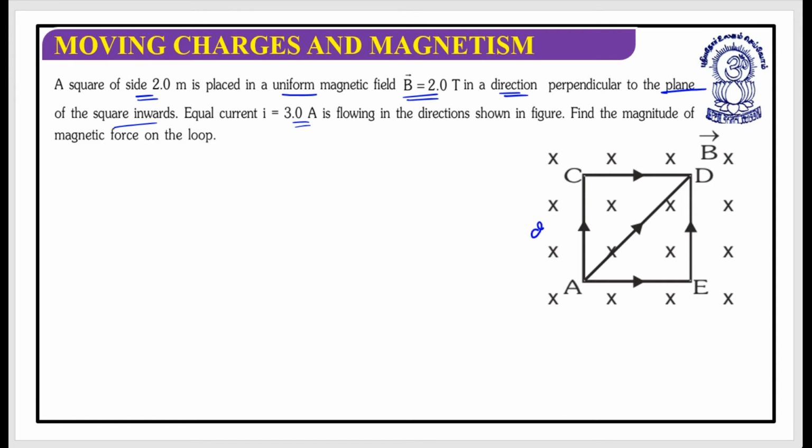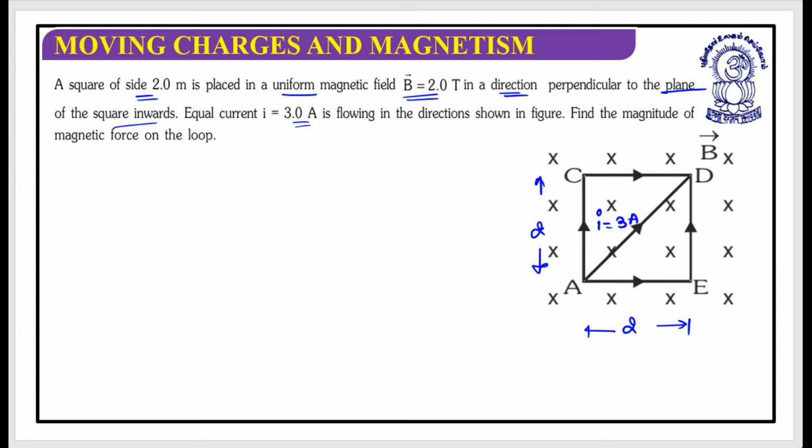So this is a 2 by 2 square. Its length is 2 meter, and as it is a square, it has the same length and width. The current I is equal to 3 ampere, flowing through this loop. You need to find the magnitude of the magnetic force on the loop. How will you do it?